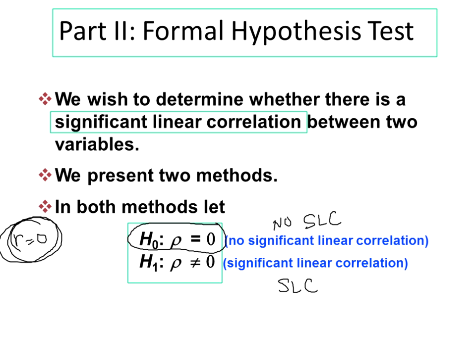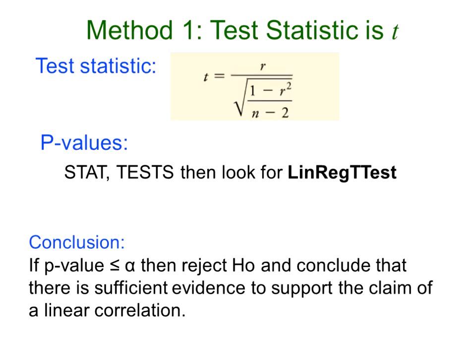All right, so we have to go through a hypothesis test, and there are two methods. I call this method 1. Your textbook does not refer to it as method 1, but I called it method 1. If you're using method 1, your test statistic is going to be a t. When we did the linear regression t-test on our calculator, it gave us our test statistic t. If you want to calculate it using the formula, we have the formula there. You can get it from the calculator as well.